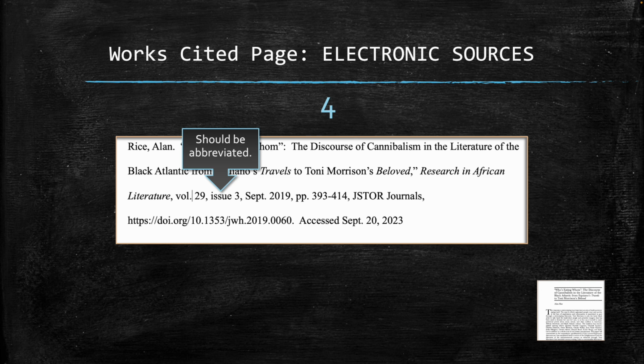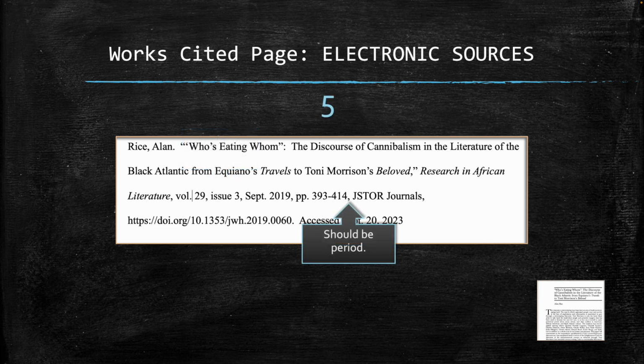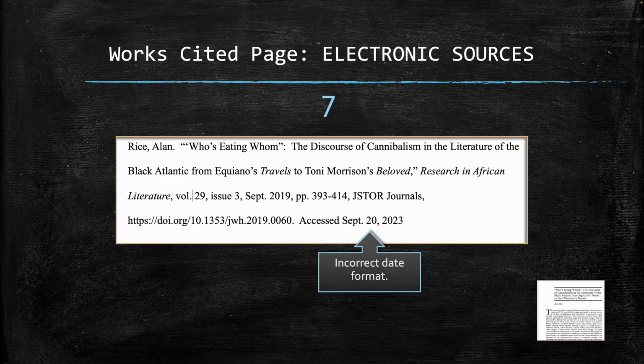Issue should be abbreviated. No period. Should not spell out issue or volume, for that matter. After the page numbers and before the name of the database should be a period, not a comma. Number 6, databases should be italicized. They are containers as well. Number 7, I have not formatted the date correctly. It should be 20 September 2023. And the 8th and final mistake is there should be a period at the end of the works cited entry.